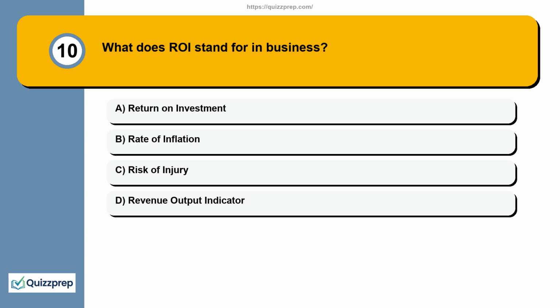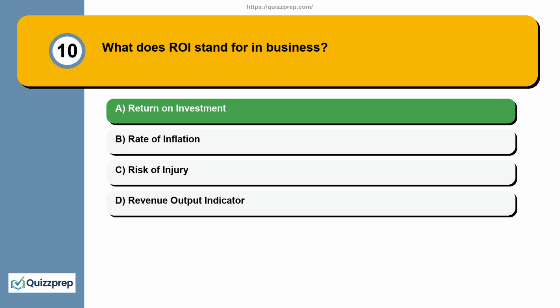Question 10. What does ROI stand for in business? Here are your options. Option A. Return on investment. Option B. Rate of inflation. Option C. Risk of injury. Option D. Revenue output indicator. The correct answer is option A.